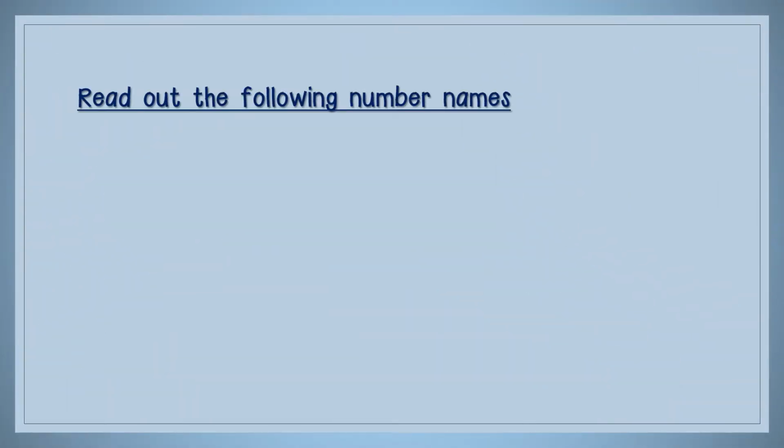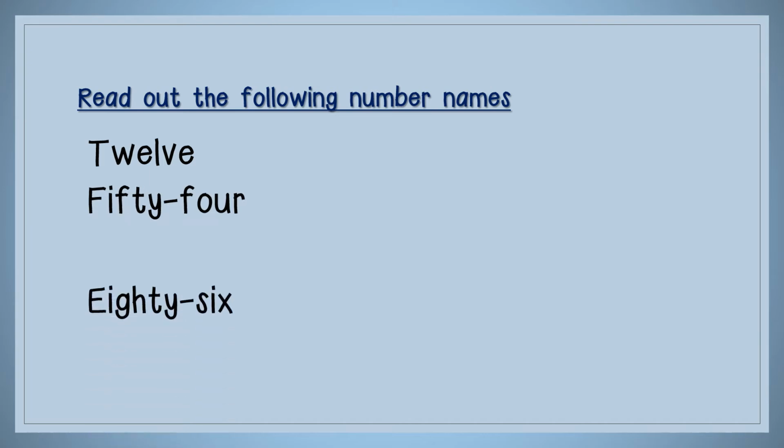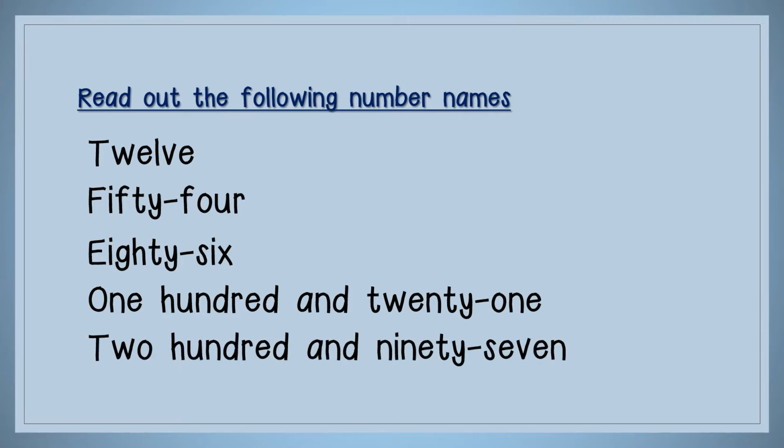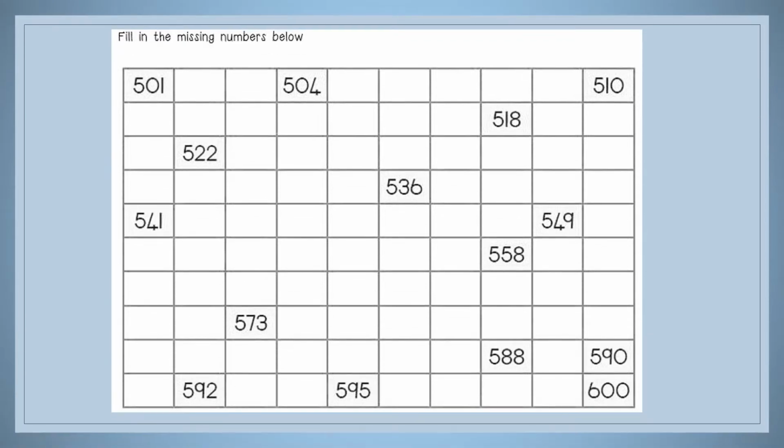So now let's read out some number names. Remember, this is very important to know how to read number names as well as identifying the number symbols, because we are going to be working in our work pack. So we need to know how to read the number names and the number symbols. So the first one is 12, 54, 86, 121, 297.